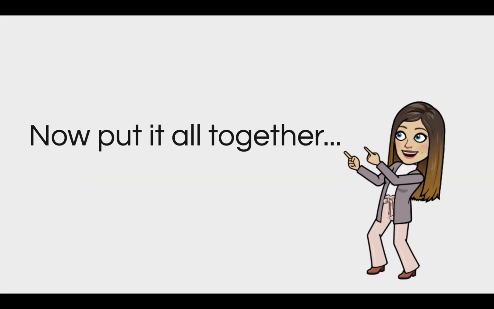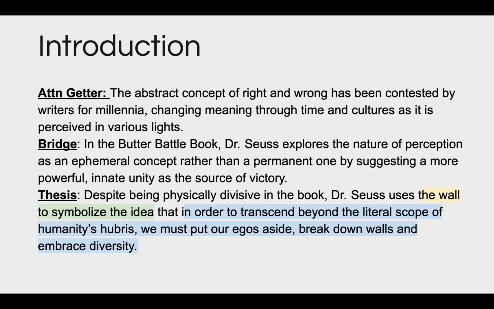Now, when we put it all together, we have our introduction, what I read to you guys earlier: attention getter, our bridge, and our thesis, and this is our introduction paragraph. It reads: the abstract concept of right and wrong has been contested by writers for millennia, changing meaning through time and cultures as it is perceived in various lights. In the Butter Battle Book, Dr. Seuss explores the nature of perception as an ephemeral concept rather than a permanent one by suggesting a more powerful innate unity as the source of victory.